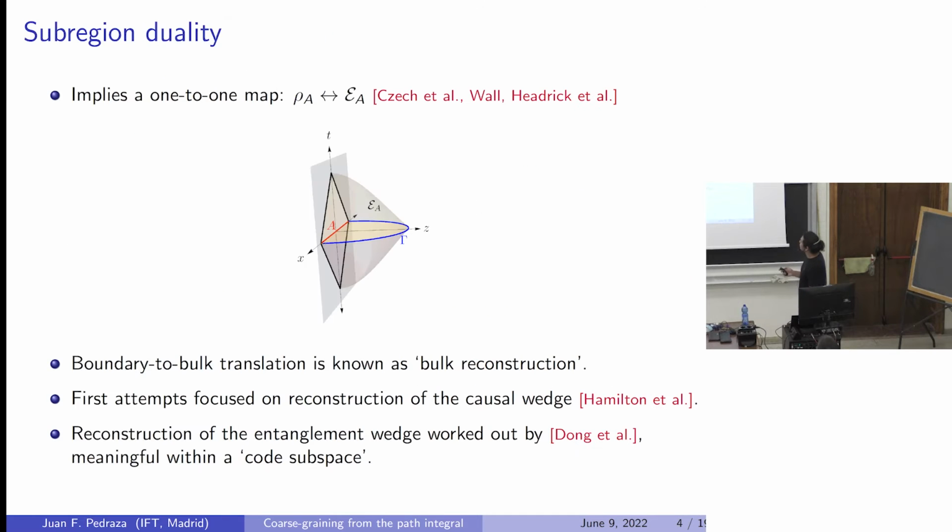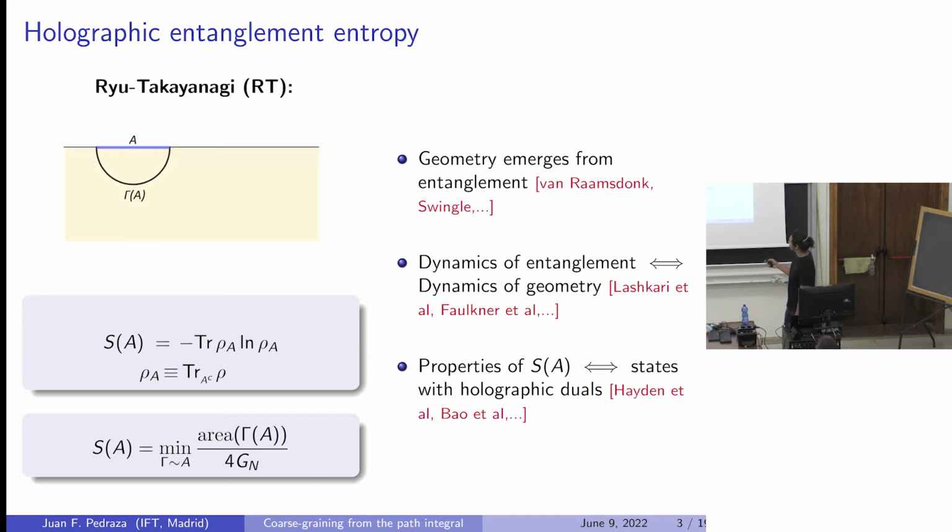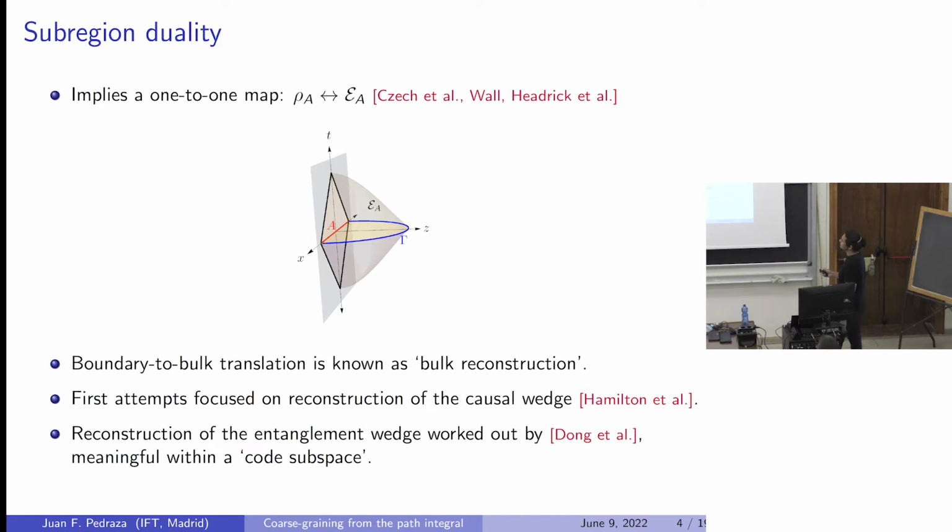Okay, so let me now move to subregion duality. As I was telling you, this is a proposed duality between the reduced density matrix of a subsystem in the CFT and a subregion in the bulk that is called the entanglement wedge. In the previous picture, I only drew a time slice, but you can extend this to include time.